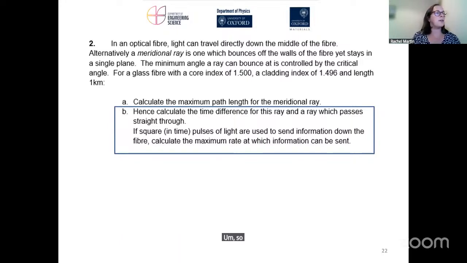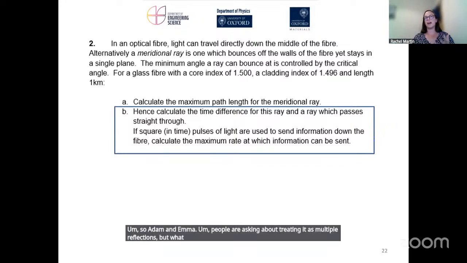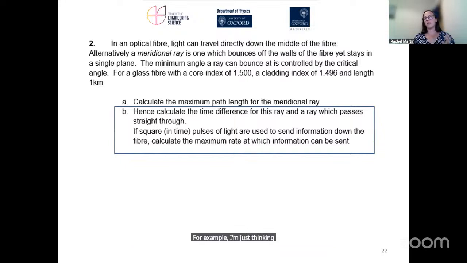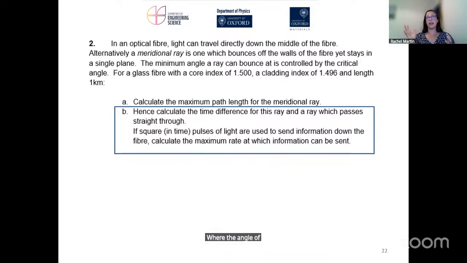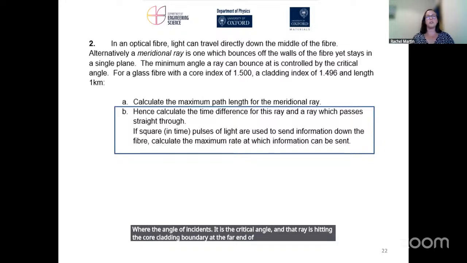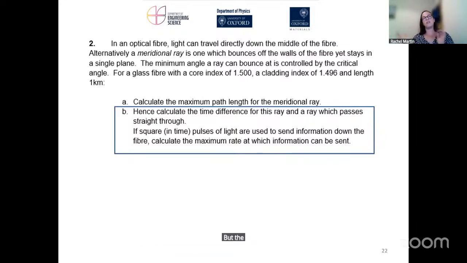So Adam and Emma, people are asking about treating it as multiple reflections, but what do we actually have in this question that we can model and then calculate in terms of multiple reflections? For example, I'm just thinking we don't have the width of the optical fiber, we only have the length. And so the assumption we've made is a good one. We're assuming that the maximum path length will be where the angle of incidence is the critical angle, and that ray is hitting the core cladding boundary at the far end of the optical fiber. So I don't just mean halfway along, but the full length of the optical fiber.